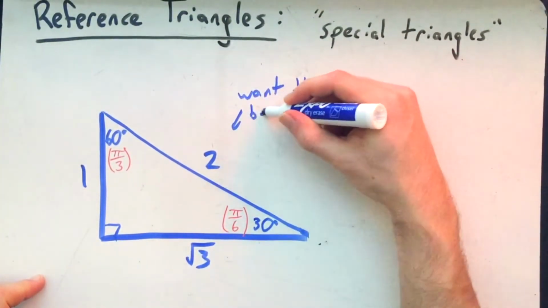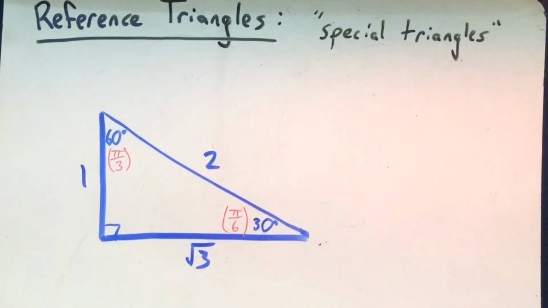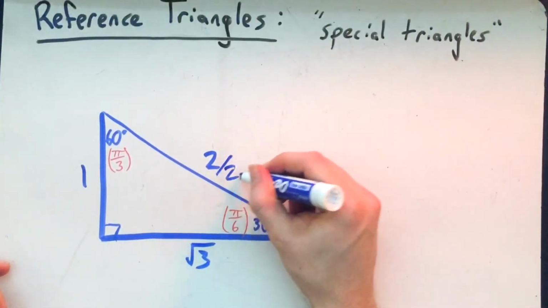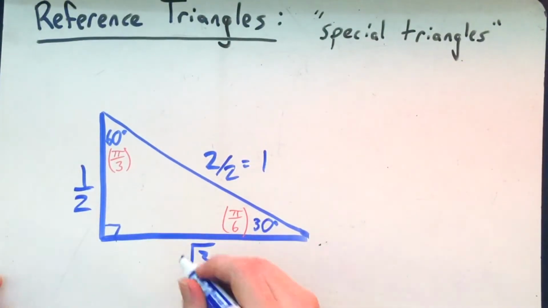But remember, we want the hypotenuse to be 1 because we're dealing with the unit circle, where the radius is going to be like the hypotenuse. So in order to make that 1, we're just going to divide it by 2. 2 divided by 2 is 1. And again, we'll scale the entire triangle down, so we'll divide everything by 2. So this side will be the square root of 3 over 2, and this side will be 1/2.